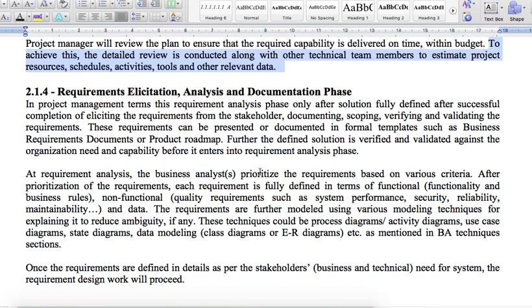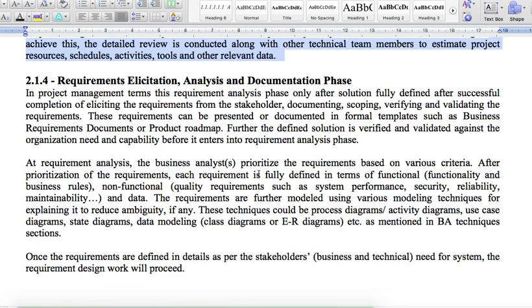Now this one here, if you see, requirement elicitation, analysis and documentation phase. Okay, so primarily many people would just name this as requirement and analysis, or analysis and design, something like that. In project management terms, this requirement analysis happens only after the solution is fully defined, after successful completion of eliciting the requirement from the stakeholders, documenting, scoping, verifying and validating the requirement.